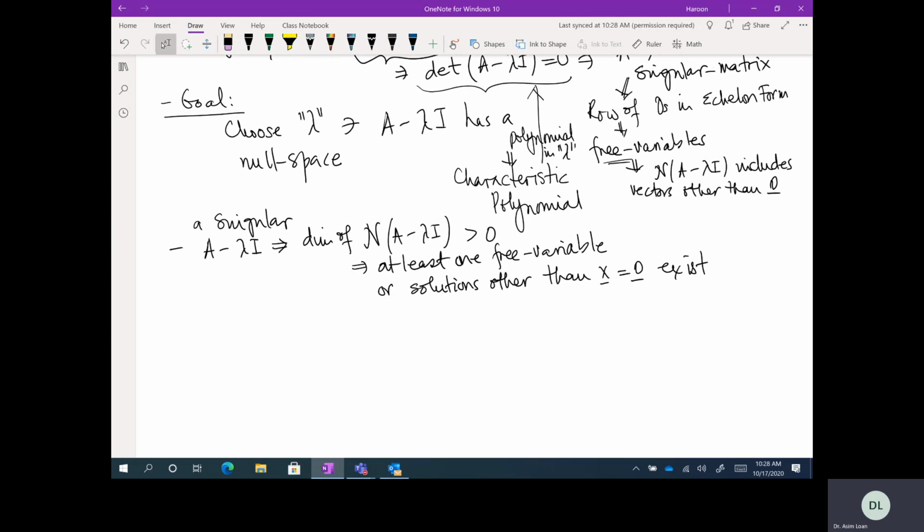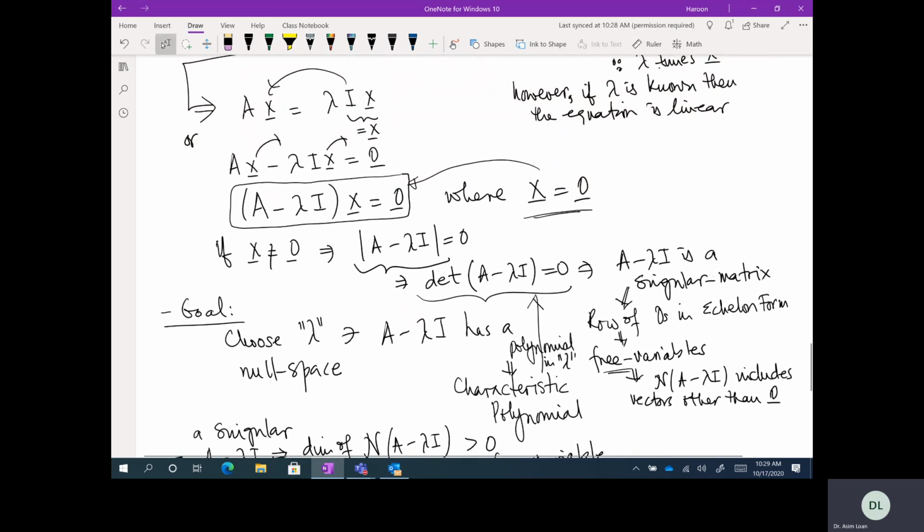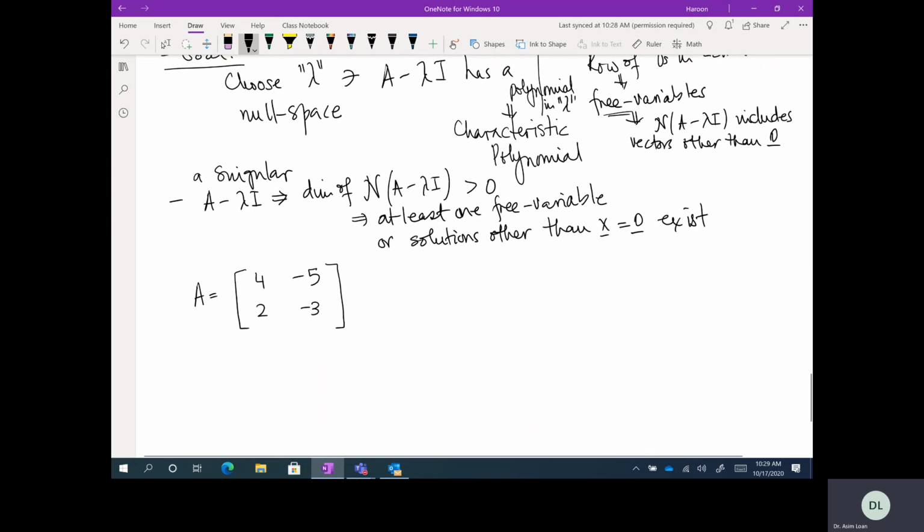Okay, so let's do that. A is 4, minus 5, 2, minus 3, and then either we do A minus lambda I or lambda I minus A. In some texts they bring A to the other side. It's one and the same thing, nothing changes. So don't get confused whether in some text it is A minus lambda I and in some text it is lambda I minus A.